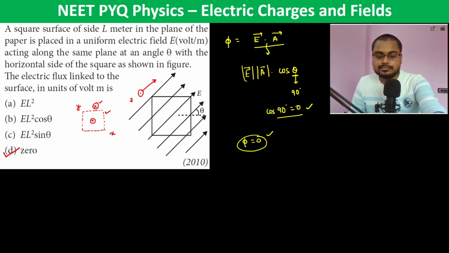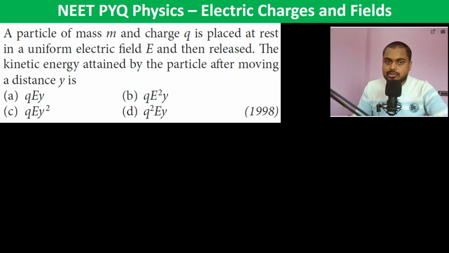Thank you. A particle of mass m and charge q is placed at rest in a uniform electric field E and then released. It is a uniform electric field and the charge on this is Q, and its mass is m, after moving a distance y. Now if you see, the force on this particle is going to be Q into E. So therefore acceleration becomes QE by m.